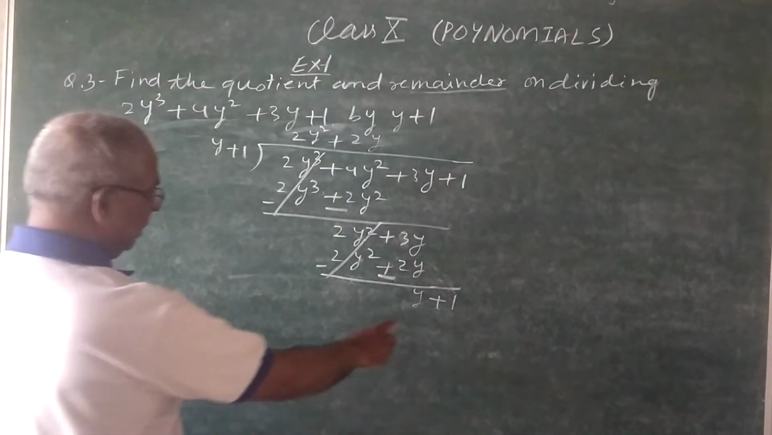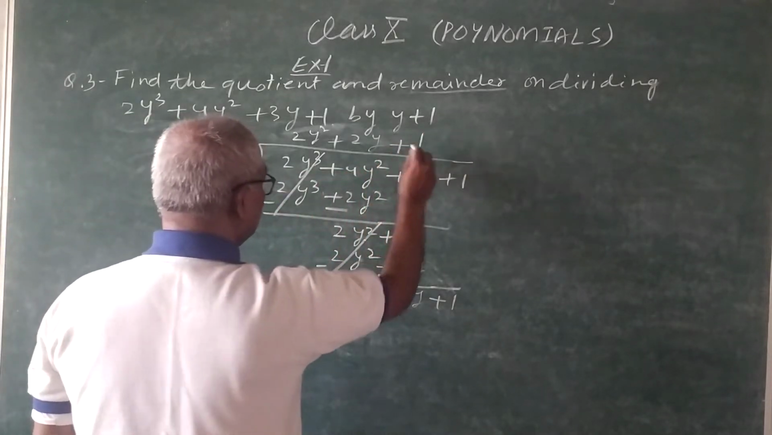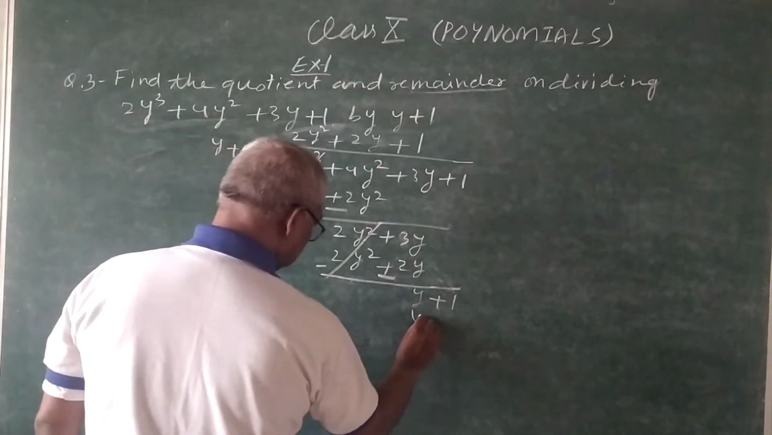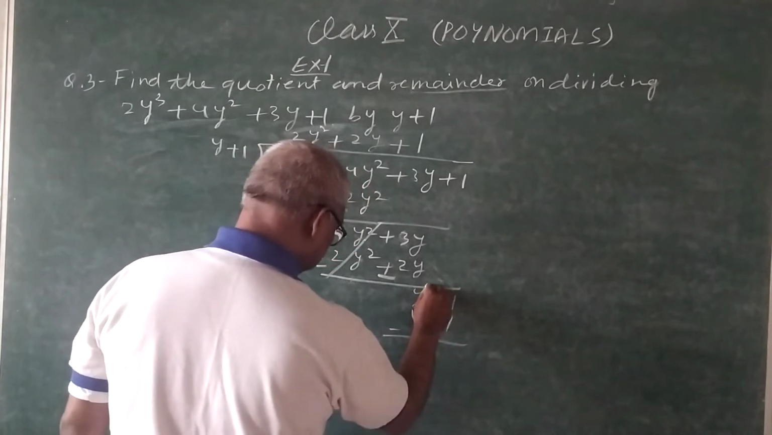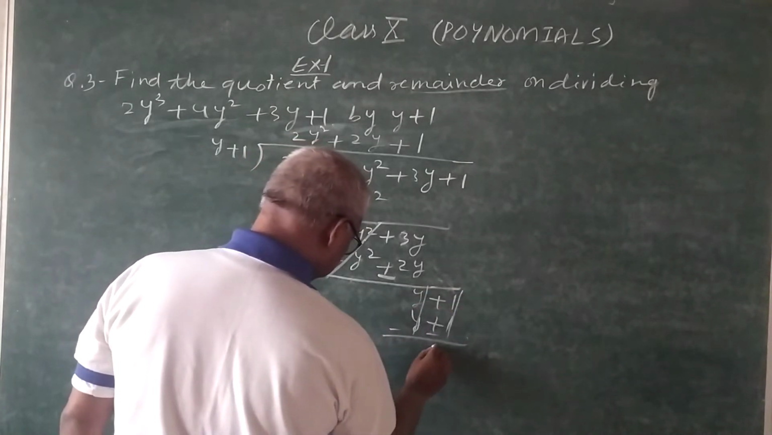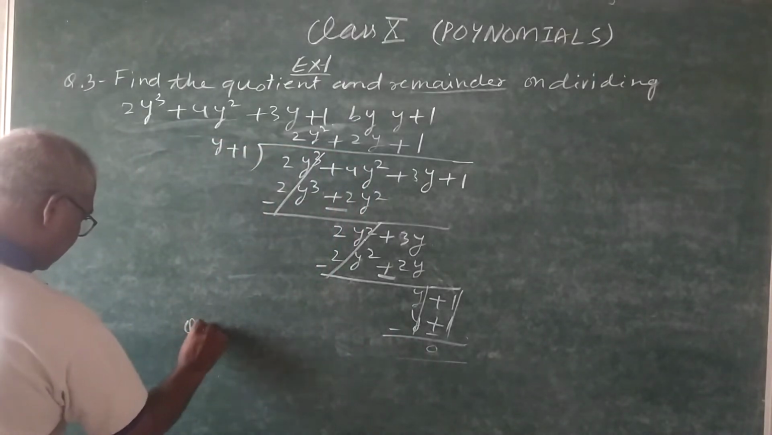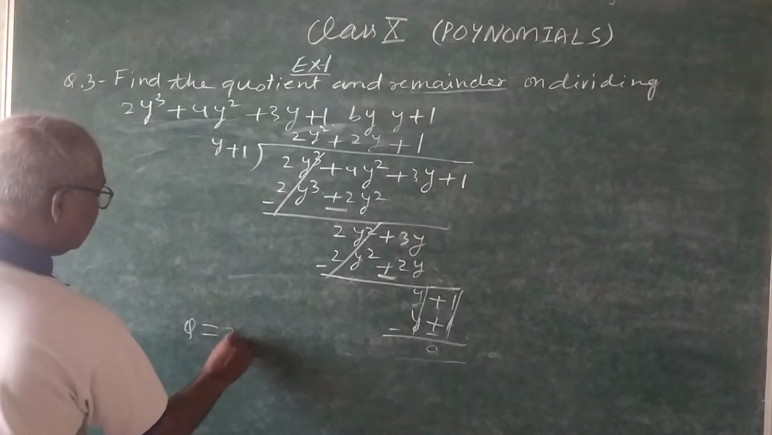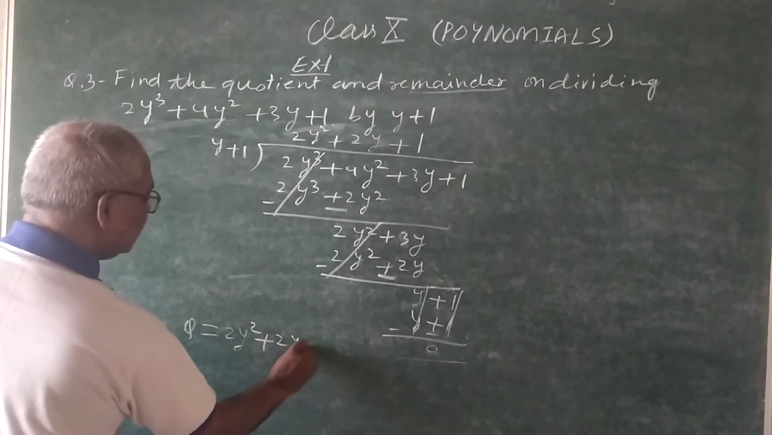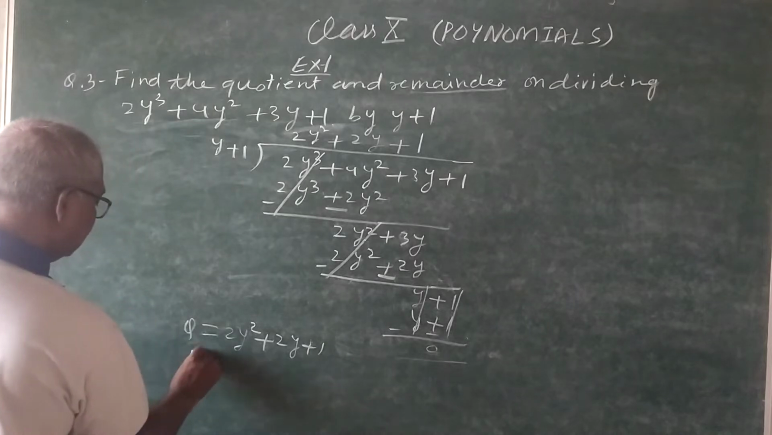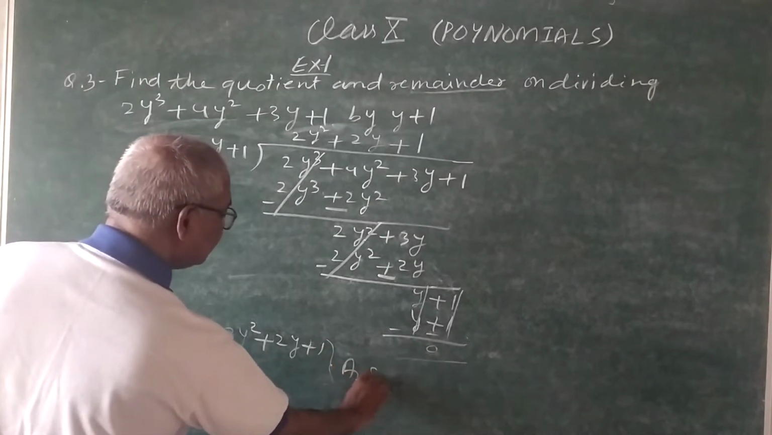So as you know, y plus 1 is here and y plus 1 is here, so it takes only 1 time. So we can write here 1 times y plus 1, change their sign, that one is cancelled out and remainder is 0. So your answer, the quotient is equal to 2y square plus 2y plus 1 and remainder is equal to 0. That is your answer.